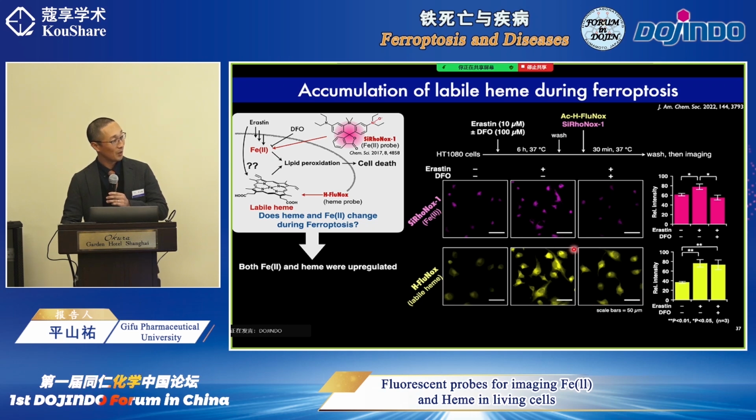But labile heme is upregulated during ferroptosis, and the labile heme itself is not directly involved in the lethality, because DFO cannot down-regulate labile heme level. And why labile heme is upregulated remains unknown, so we need further experiments to study this phenomenon. But anyway, this is the first example of labile heme upregulation during ferroptosis.